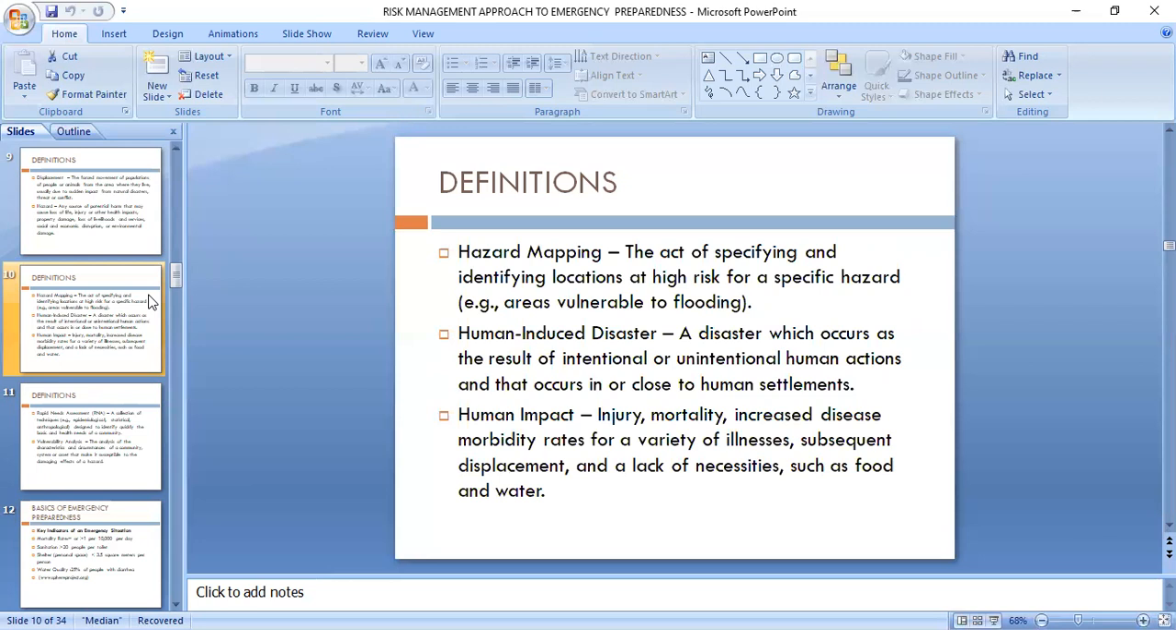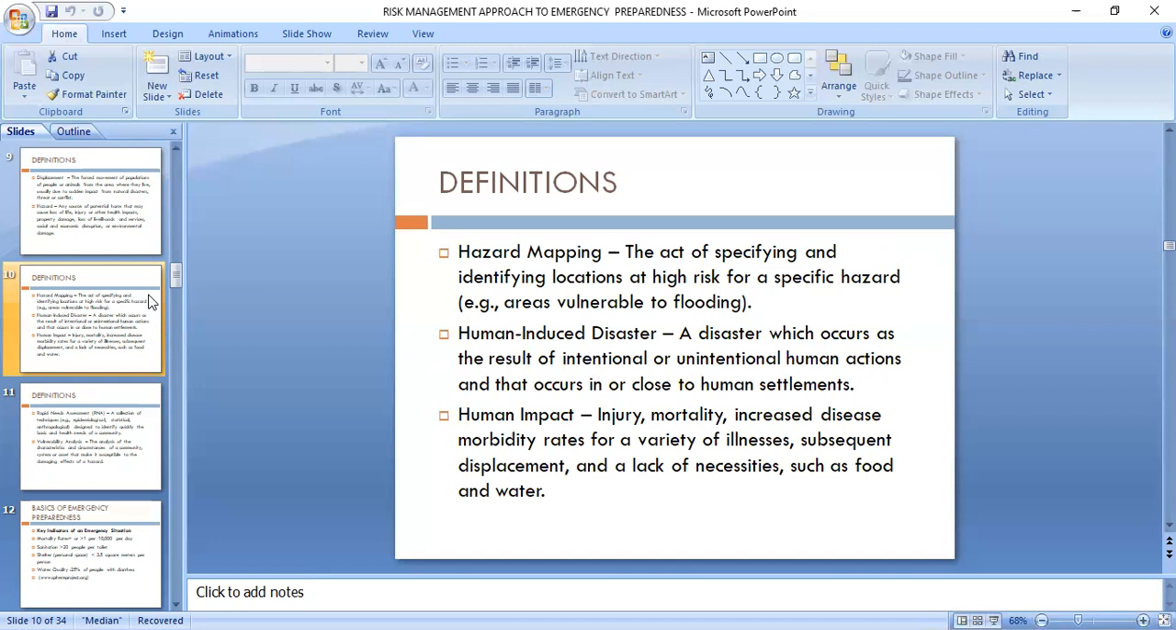So what is this area prone to? Is it prone to flood? Is it prone to tsunami? Is it prone to earthquake, tremor? So we need to be able to know exactly what we could be expecting.